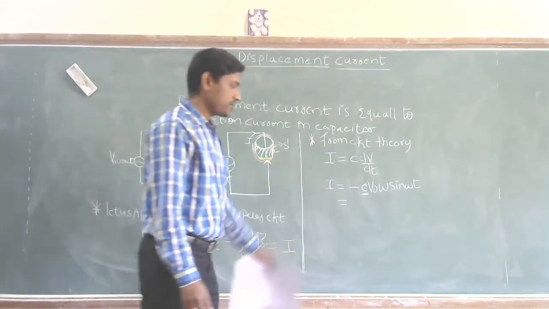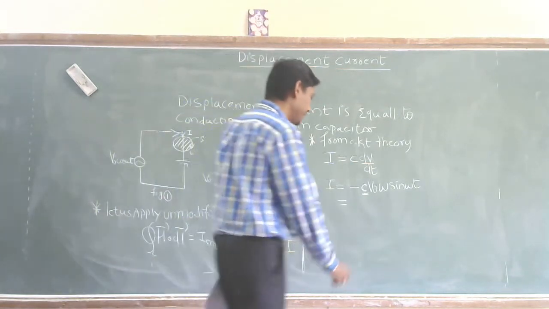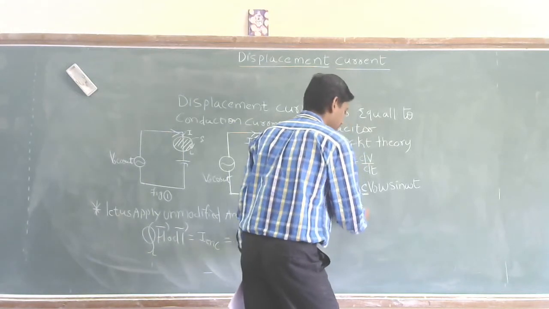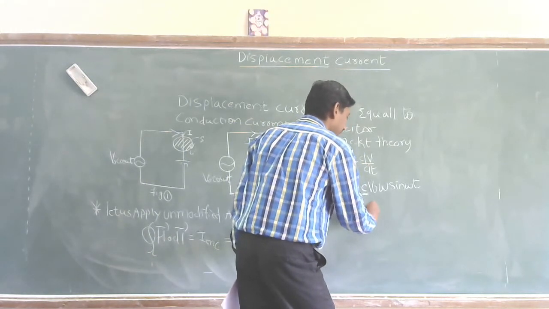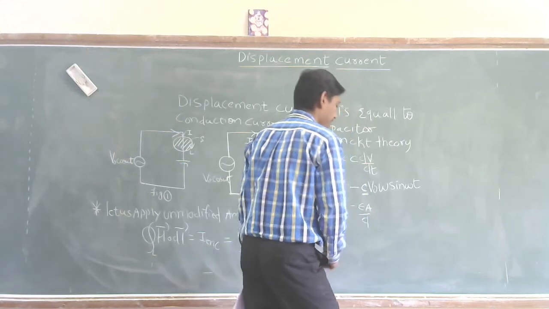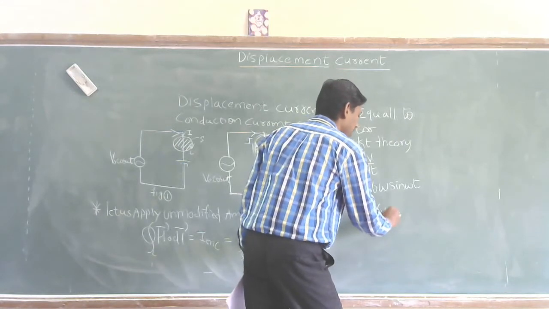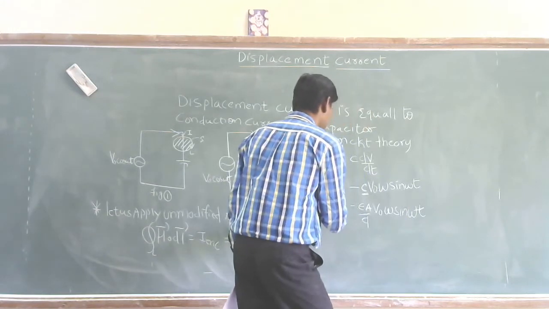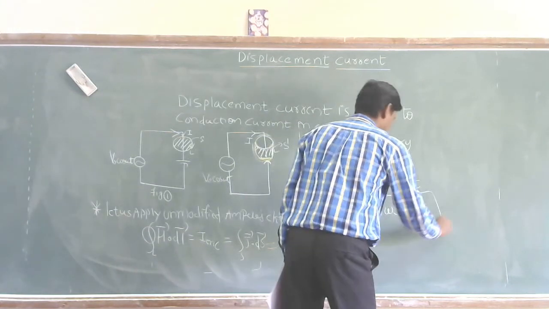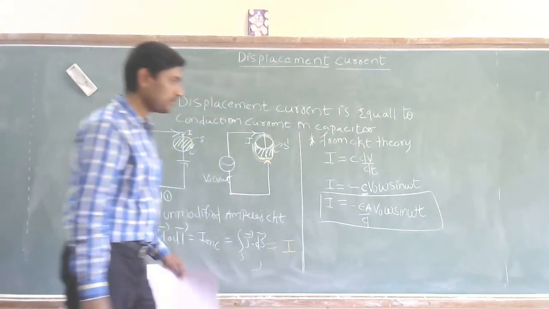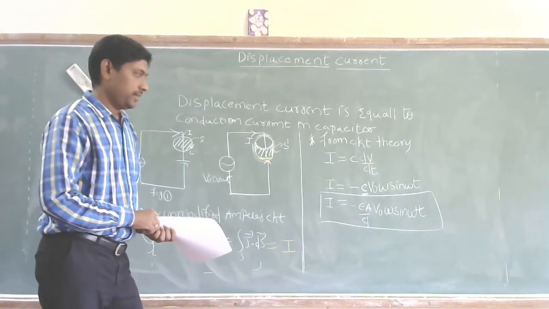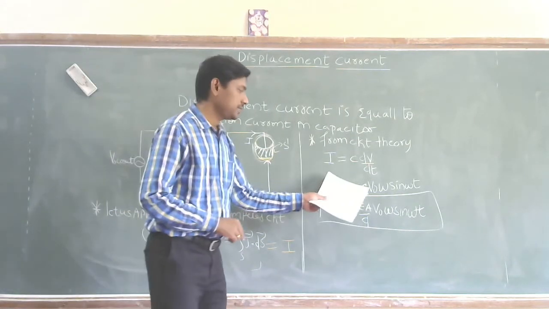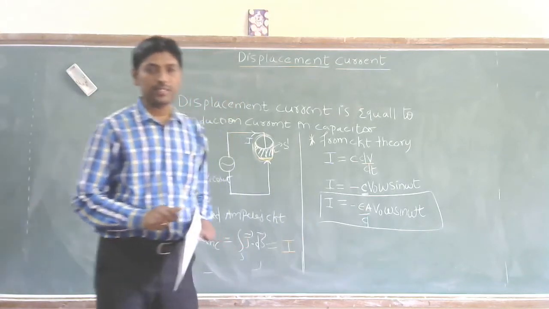And the capacitance of the parallel plate capacitor can be written as epsilon times A divided by D, and hence it is V naught omega sin omega t, and that is equal to this particular expression. Yeah, so I have just replaced the C with the capacitance of the capacitor.